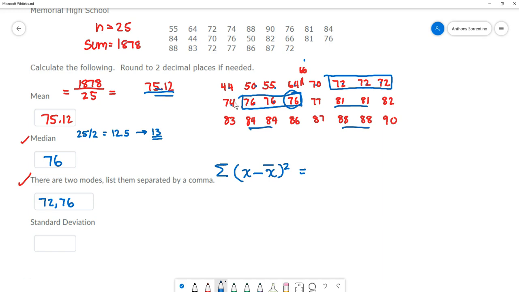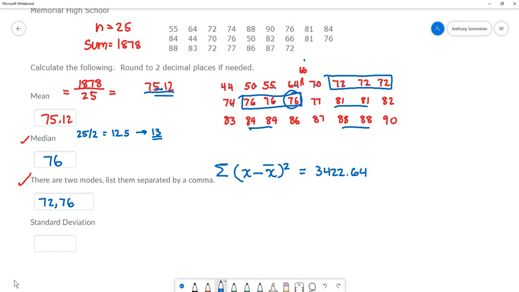what I get is the following. So again, if I take each one of those scores, subtract the mean from it, square it, then add them all together, I get a grand total of 3422.64.